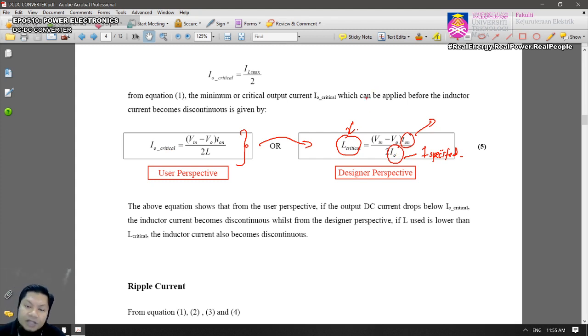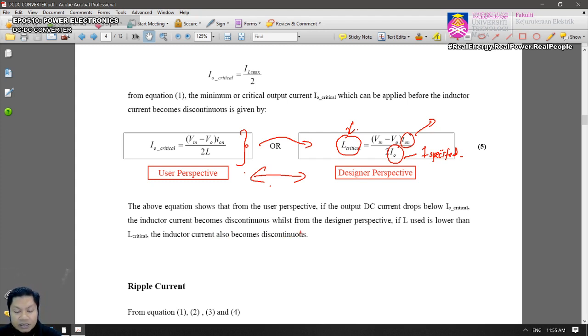Right? So you have two perspectives here. You can know what L critical is in the design process, and if you buy a DC-DC converter from the internet, for example, you will know what current you can apply to the converter before it goes into discontinuous current mode operation. So the above equation shows that from the user perspective, if the output DC current drops below I critical, the inductor current becomes discontinuous, while from the designer perspective, if the L used is lower than L critical, the inductor current also becomes discontinuous.